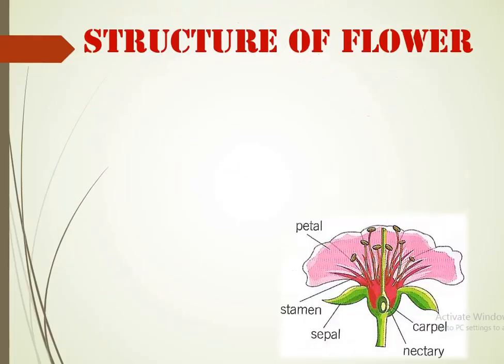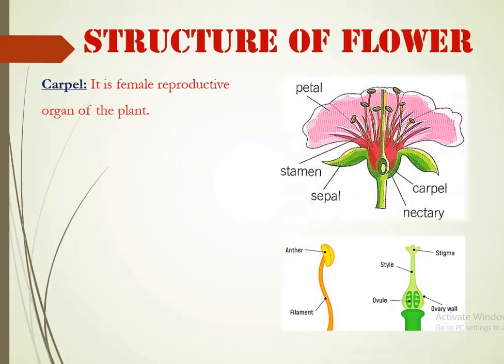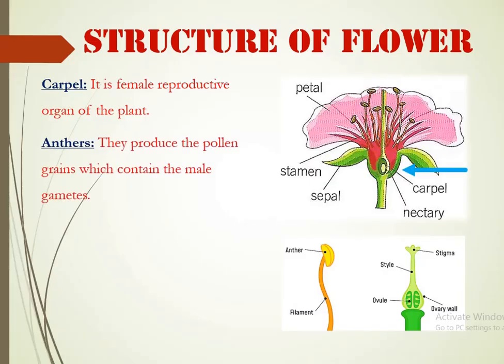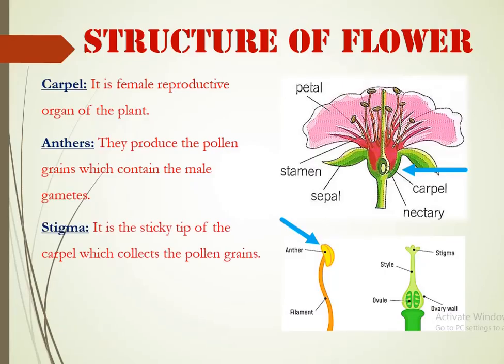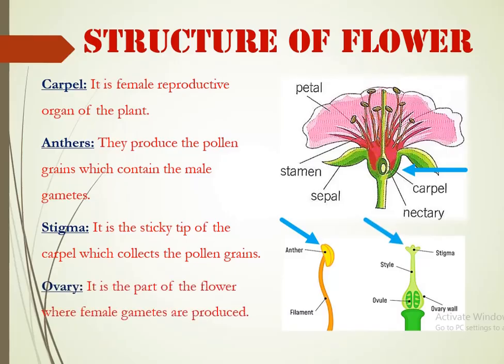Dear students, carpel is the female reproductive organ of the plant. Anther, they produce the pollen grains which contain the male gametes. Stigma, it is the sticky tip of the carpel which collects the pollen grains. And ovary is the part of the flower where female gametes are produced. So this concludes the structure of the flower.